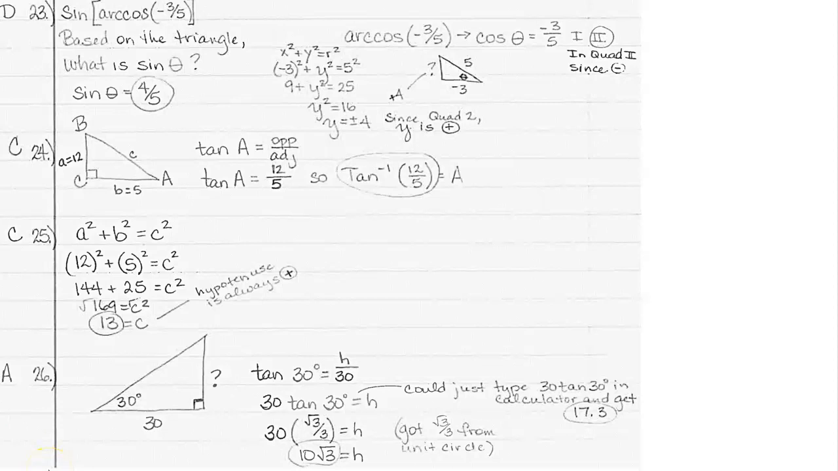All right, let's look at number 23. For 23, we've got the sine of the arc cosine of negative 3/5. So start on the inside. Let's come over here and look at arc cosine negative 3/5.